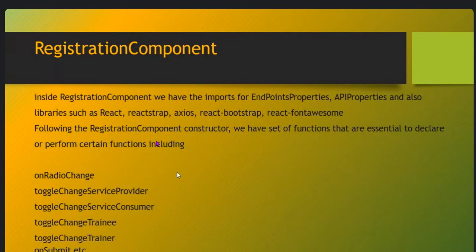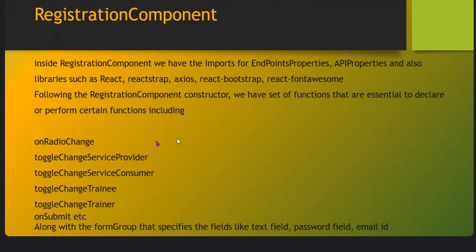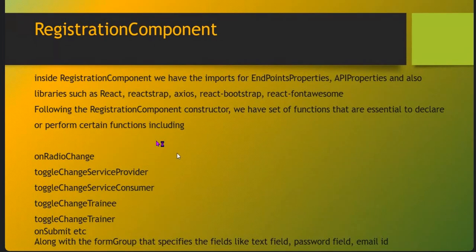So when it comes to the registration component, what I understood is we are using some properties files to store our endpoints and the API properties, so that we can form the APIs dynamically based on the requested URL or requested data. And along with that, we have these imported libraries like ReactStrap, React Bootstrap, Axios, React Font Awesome. We don't know what React Font Awesome is. It might be related to some font, but we don't know exactly.